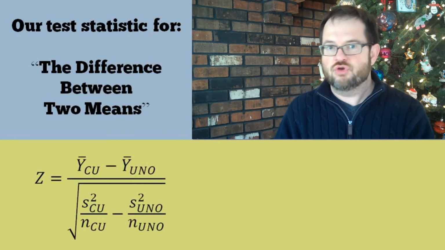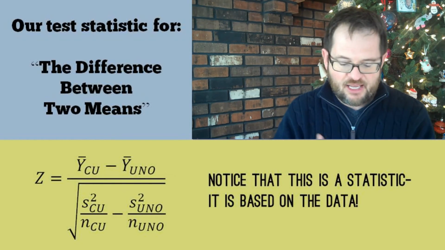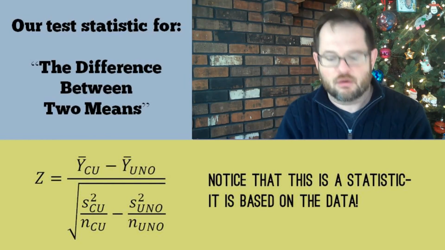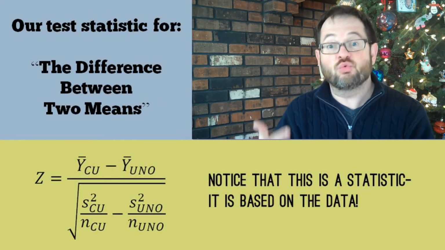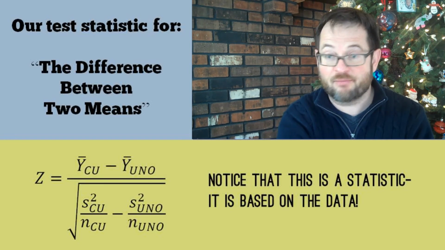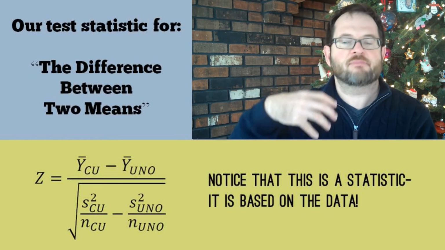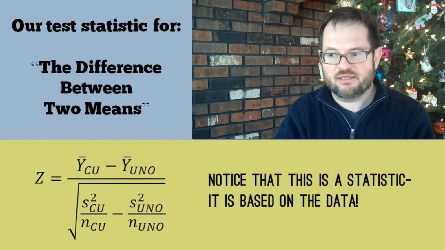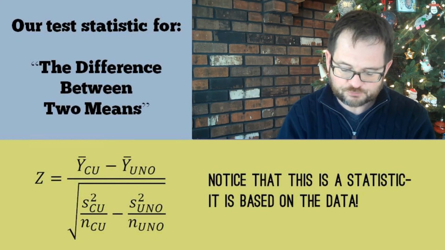First off, notice it's a statistic. It is a function of the data. It has things in it like y bar and s squared and n, all of which have to do with the sample that we took. Z is not a property of the system the way a parameter would be. Z is not a property of Creighton students or a property of UNO students. It's a statistic that we derived based on the samples that we took.